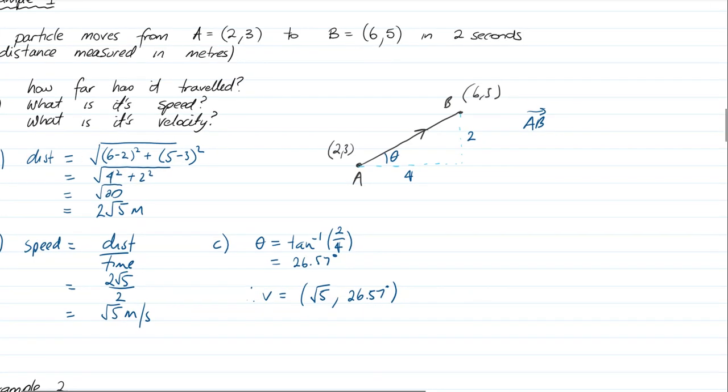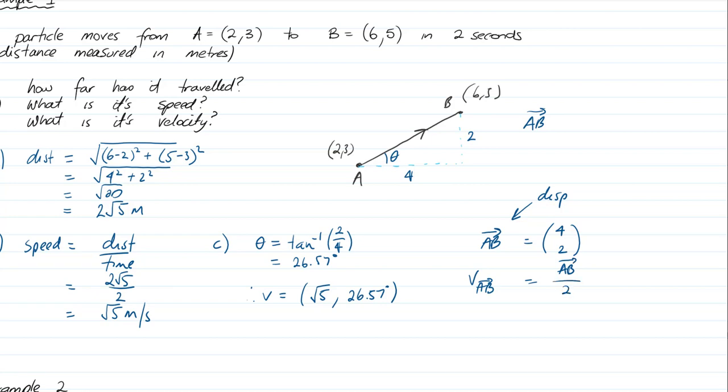Now, it's important to recognise as well that we have vector AB, which is a displacement vector. So this is displacement, and in terms of ij, it's equal to 4, 2. That's our displacement vector. So if we want to work out the velocity of AB, that's just displacement over time. And if we divide by 2, we get 2, 1. So our velocity is, for every second, we travel 2 across and 1 up.